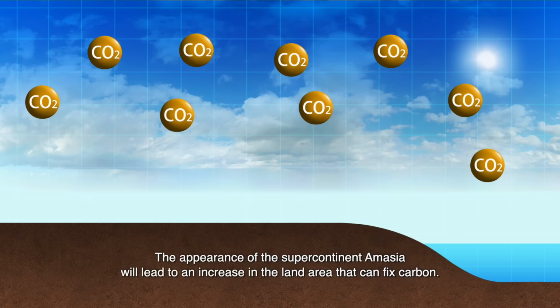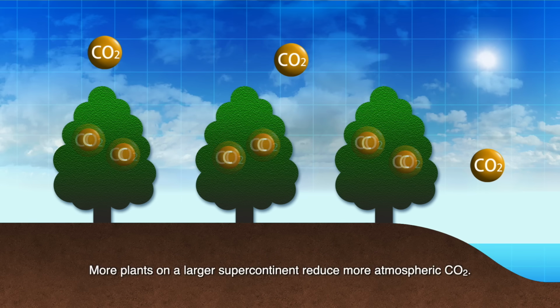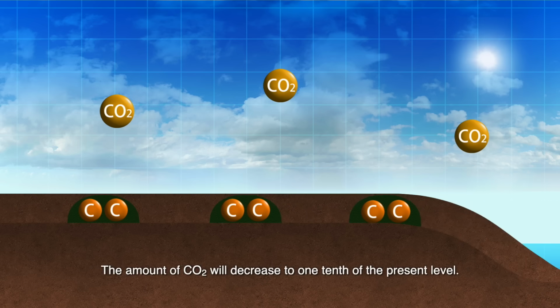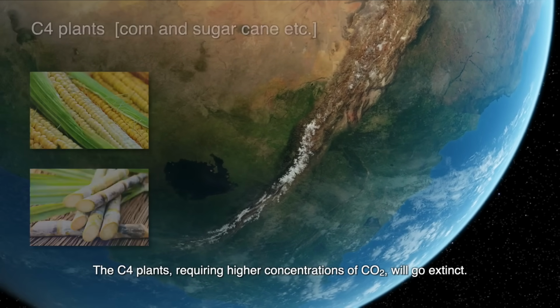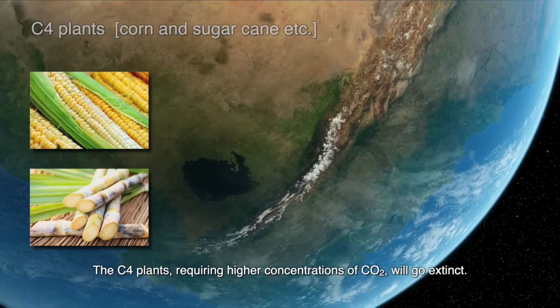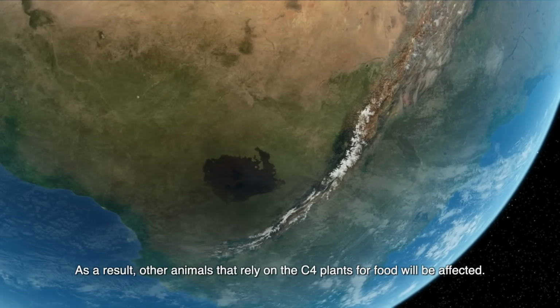The appearance of the supercontinent Eurasia will lead to an increase in the land area that can fix carbon. More plants on a larger supercontinent reduce more atmospheric CO2. The amount of CO2 will decrease to 1/10 of the present level. The C4 plants, requiring higher concentrations of CO2, will go extinct. As a result, other animals that rely on the C4 plants for food will be affected.